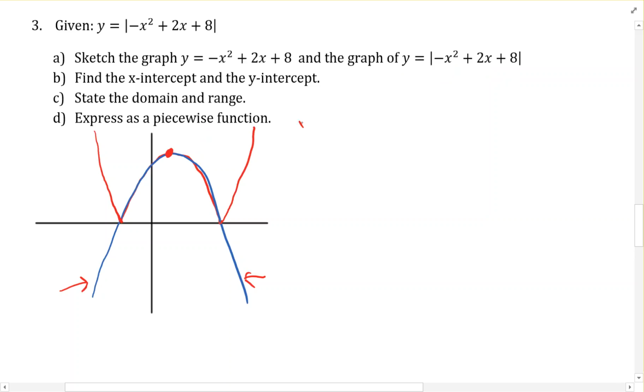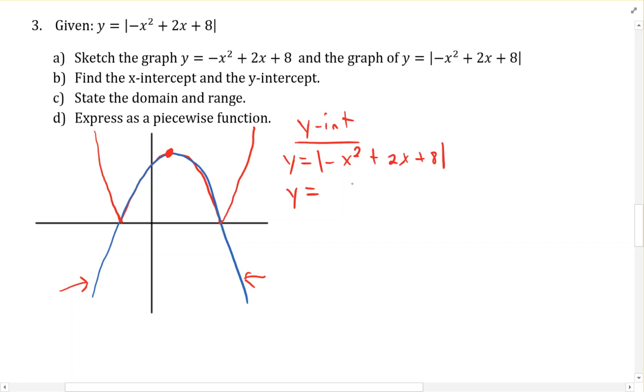Okay, we are going to figure out the x and the y intercepts though. So let's figure out the y-intercept first. That's going to be where x is equal to 0. So let's write our function: y is equal to the absolute value of negative x squared plus 2x plus 8. And then just throw a 0 in there.